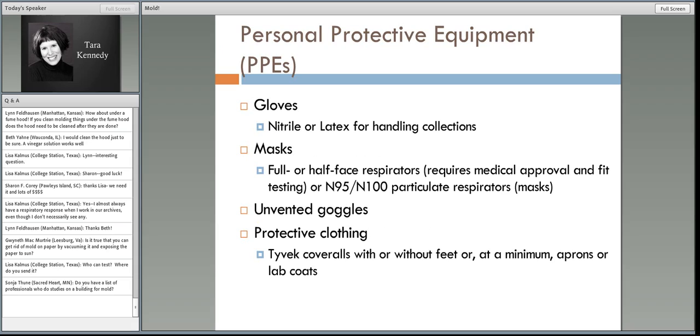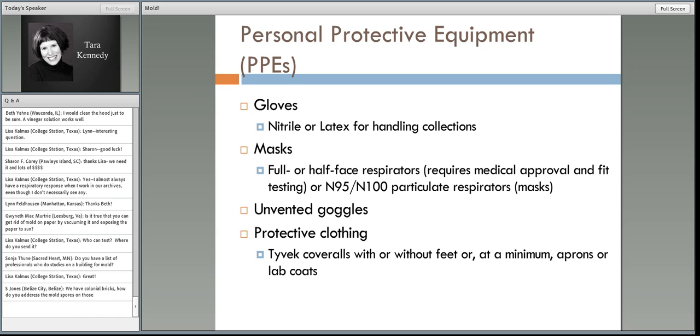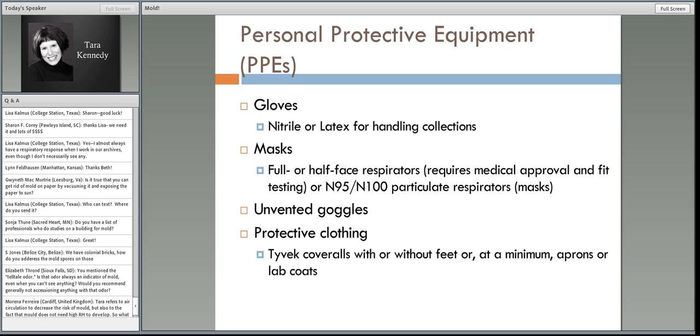Personal protective equipment, you will also hear the acronym PPE. What that entails are gloves, masks, goggles, and protective clothing. Your gloves can be nitrile or latex for handling collection. Latex is for people who don't have a latex allergy, but nitrile is more versatile in that respect, and you can get those from any lab supply store. For masks, you can get full or half-face respirators, which require medical approval and fit testing, or you can get N95 particulate respirators. They also look like masks, and I'll talk a little bit about that in a moment. For goggles, you want unvented goggles that are sealed all the way around so that the mold can't get in and bother your eyes. For protective clothing, you can get Tyvek overalls with or without feet, or at a very minimum, aprons or lab coats.